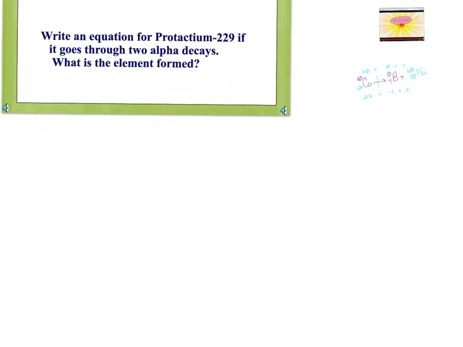It says, write an equation for protactinium-229 if it goes through 2 alpha decays. What is the element that is formed? So I'm going to start with protactinium-229. I don't know what that is. Find it on your periodic table. What is it? 91. Does everybody agree with them? Yeah.